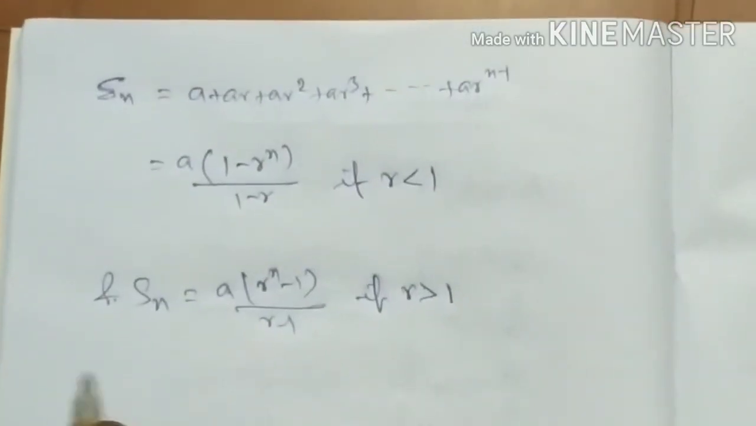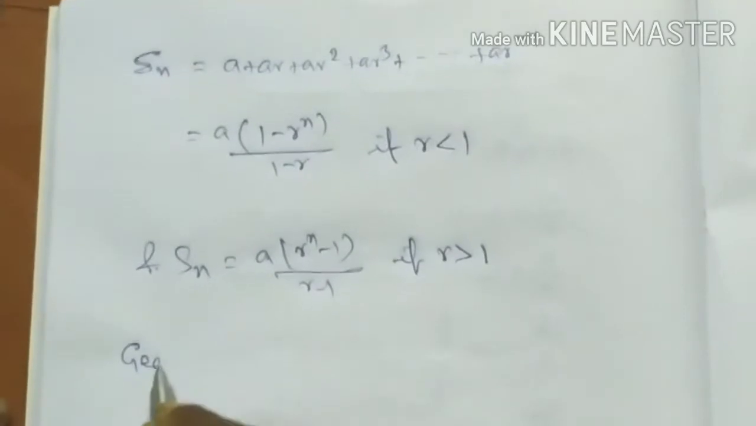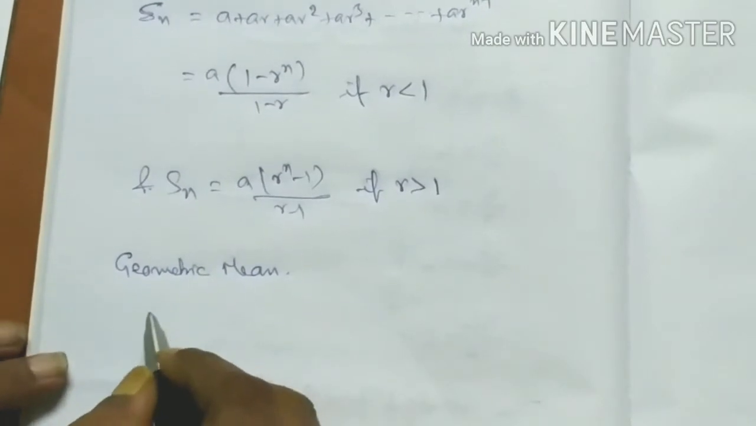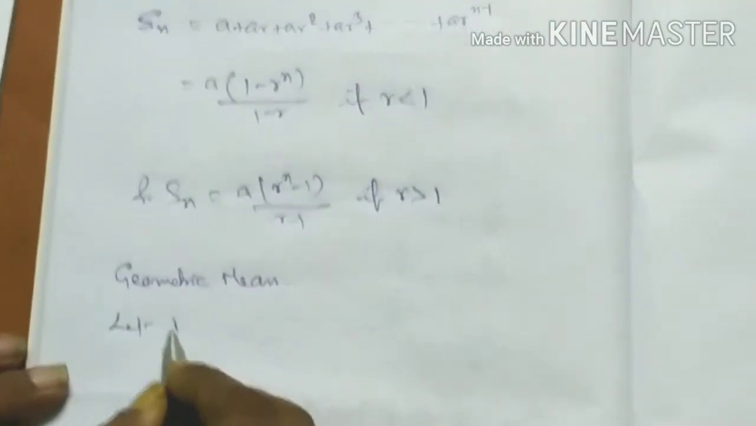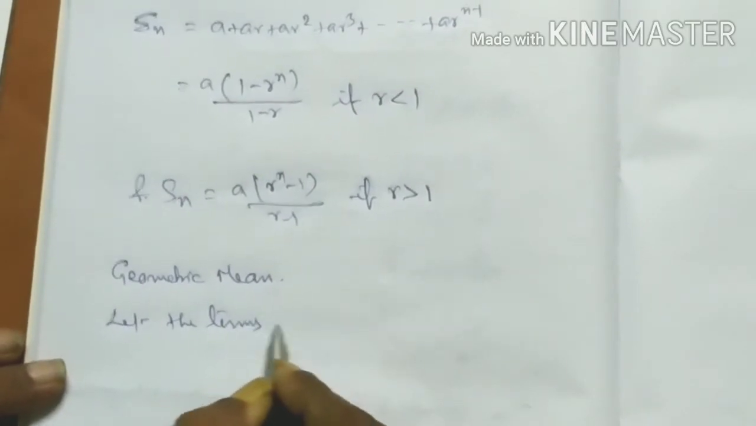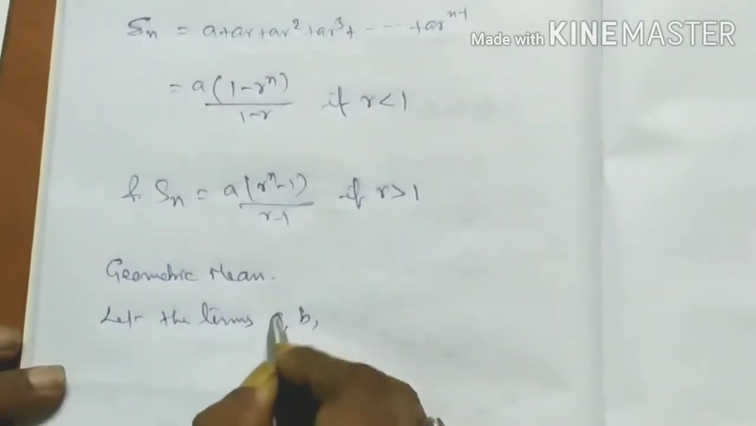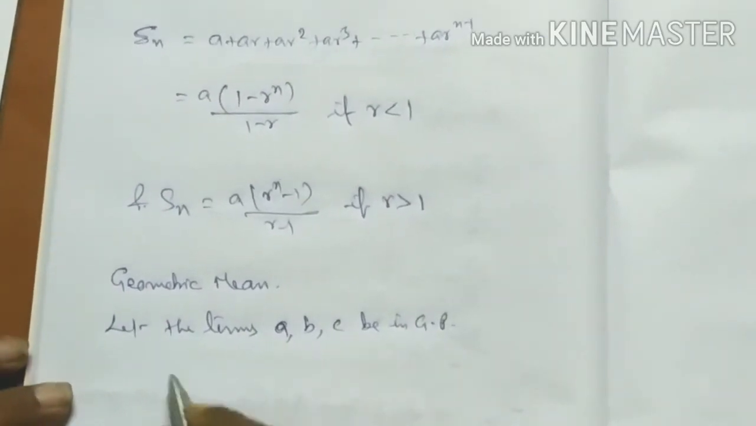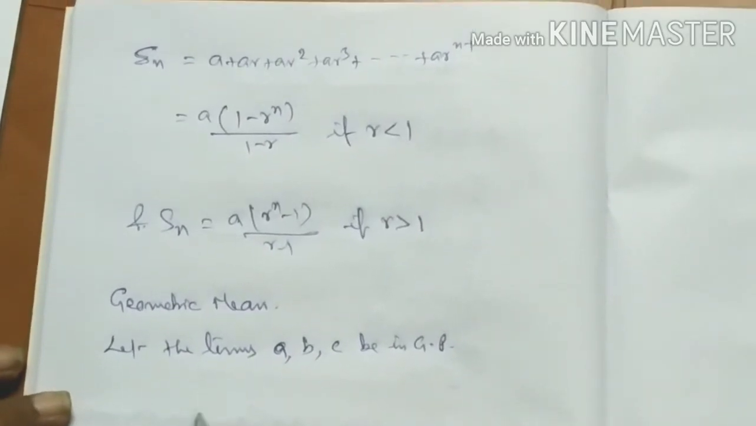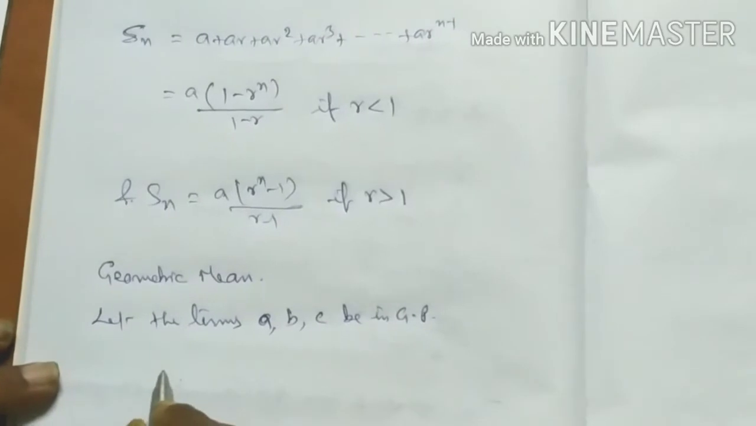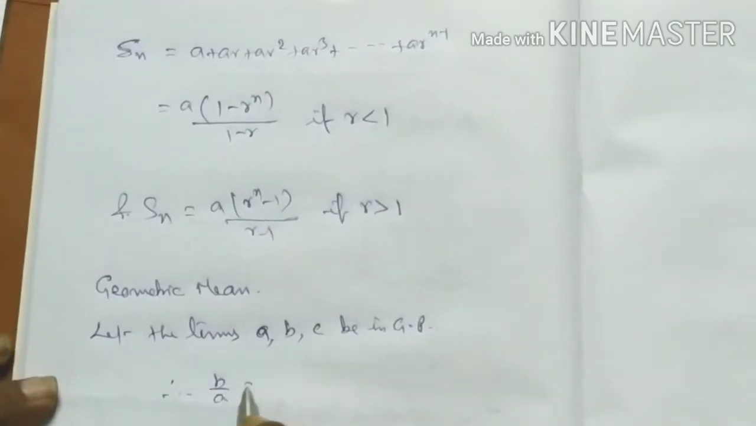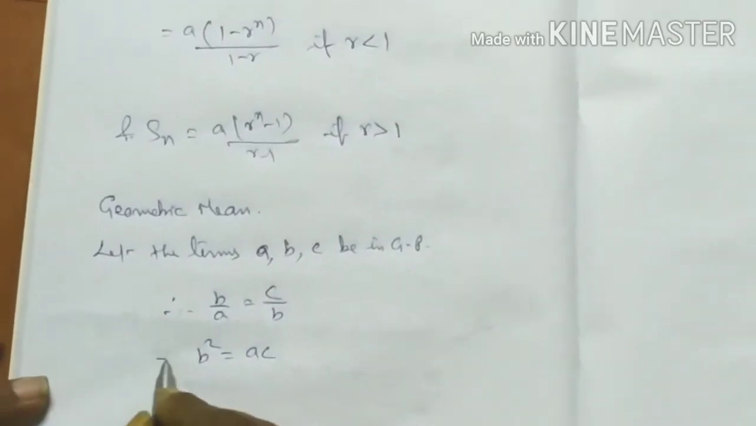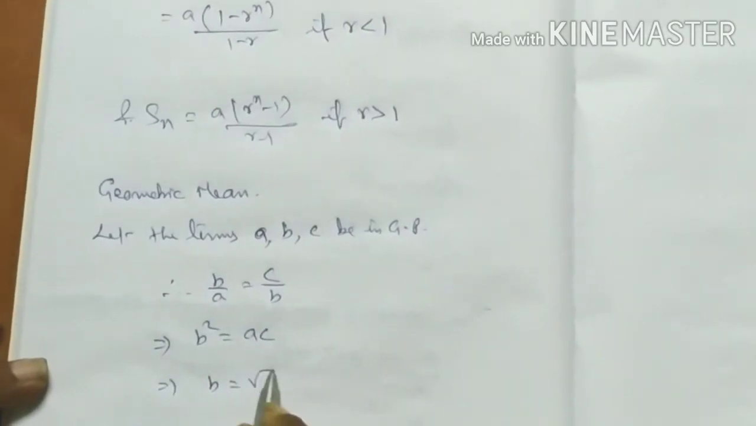Now I am going to geometric mean. Let the terms A, B, C be in GP. Then B by A is equal to C by B. So B square is equal to AC. So B is equal to root AC.